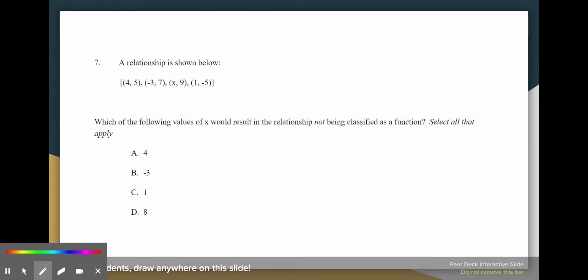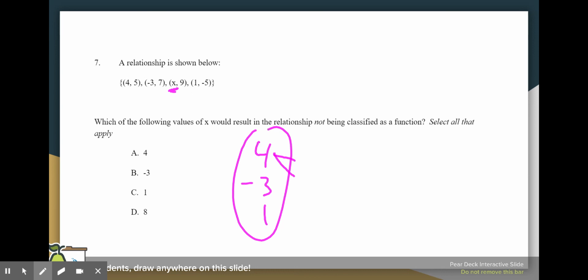Our relationship is shown below. Which of the following values of x would result in a relationship not being classified as a function? Okay, so let's write what we have. We have the 4 with a negative 3, a 1, and something else. Remember, if more than one line is coming out of any of these, it's not a function. So that means this x has to be one of these numbers.